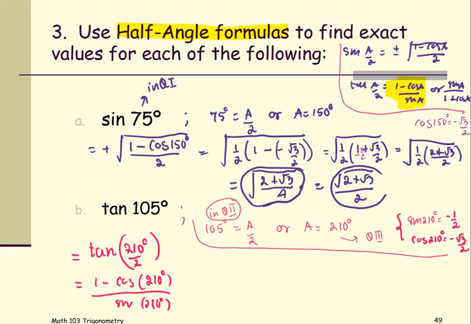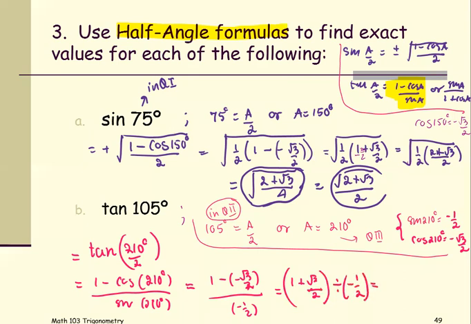From these two values, we're going to replace into the half angle formula of the tangent. The numerator is 1 minus the cosine value, which is negative square root 3 over 2, all divided by the sine of 210, which is negative 1 over 2. To avoid the complex fraction, we're going to write it as multiplication by the reciprocal. The numerator is simplified to be 1 plus square root 3 over 2, divided by negative 1 over 2. The first group simplifies to be 2 plus square root 3 divided by 2.